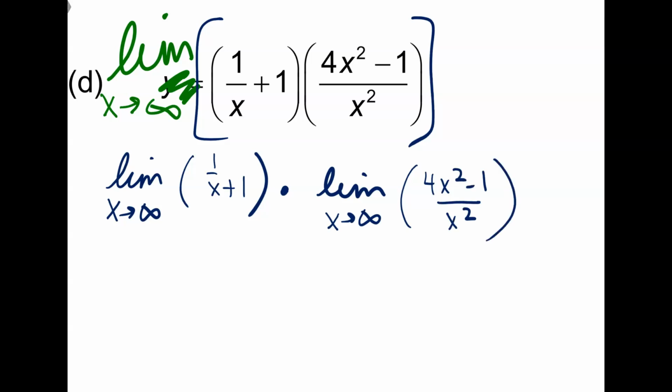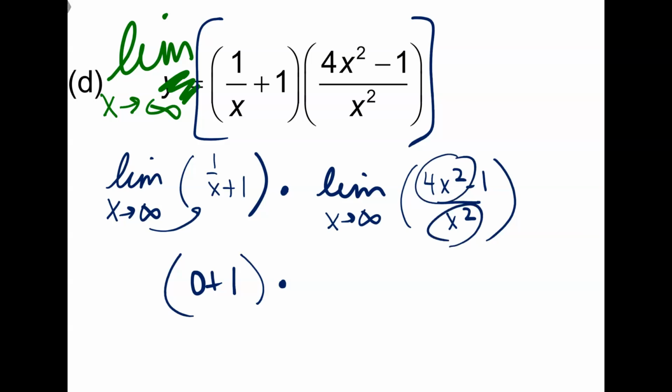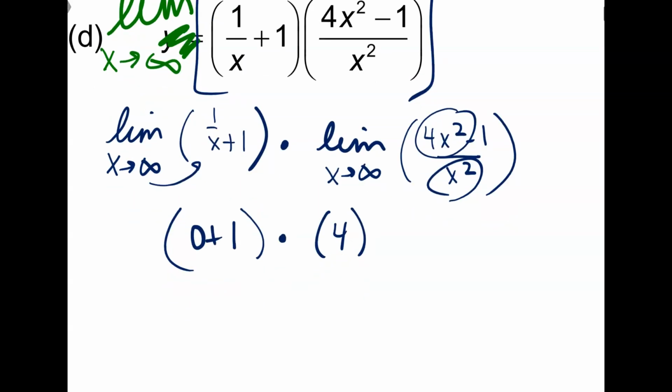Okay, so here as x goes to infinity, 1 over x plus 1. Well, that's just going to be 0 plus 1, because as x goes to infinity, 1 over x gets closer and closer to 0. And then the other one, guess what? I can do the leading term test. So 4x squared over x squared is just going to be 4. And if I multiply them, I have 1 times 4, which is 4.